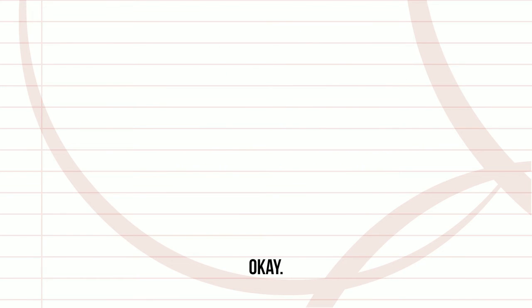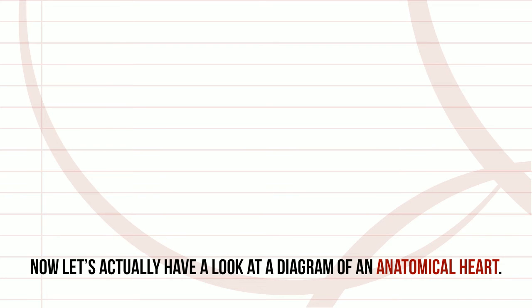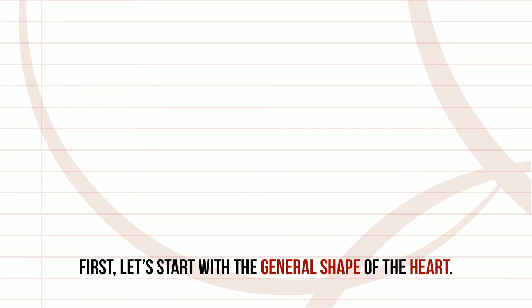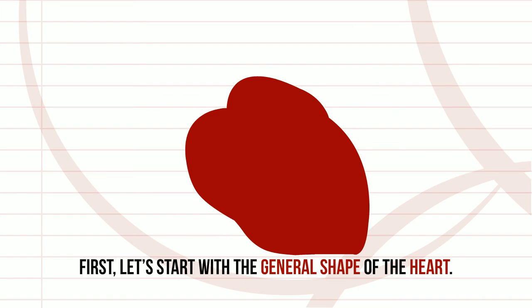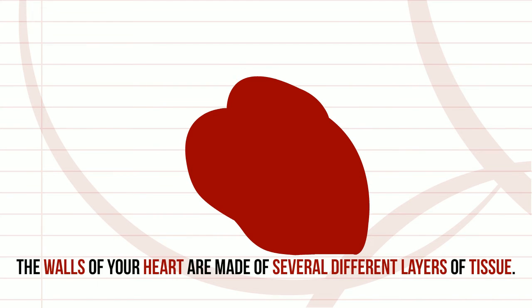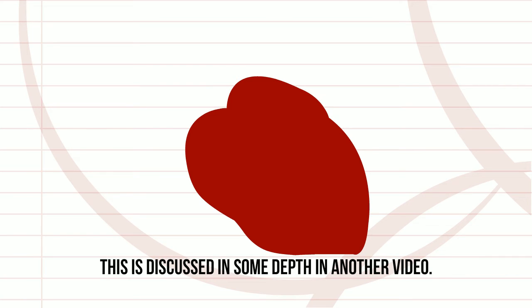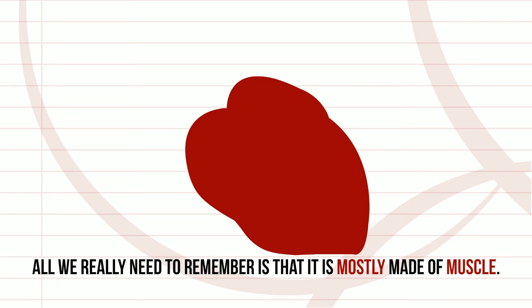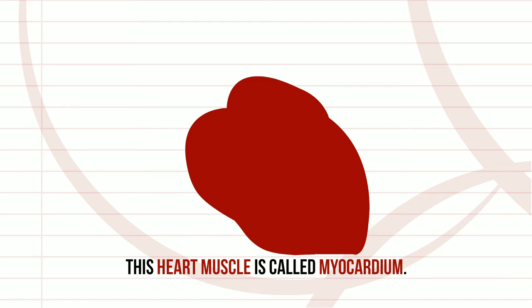Okay, now let's actually have a look at a diagram of an anatomical heart. First, let's start with the general shape of the heart. The walls of your heart are made of several different layers of tissue. This is discussed in some depth in another video, but for now, all we really need to remember is that it is mostly made of muscle. This heart muscle is called myocardium.